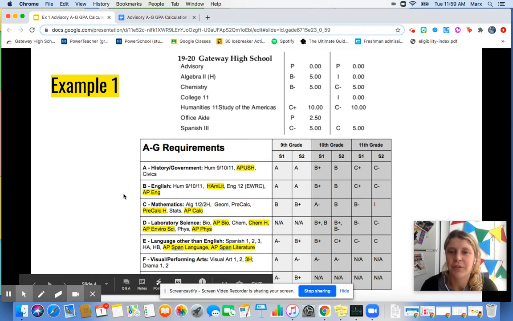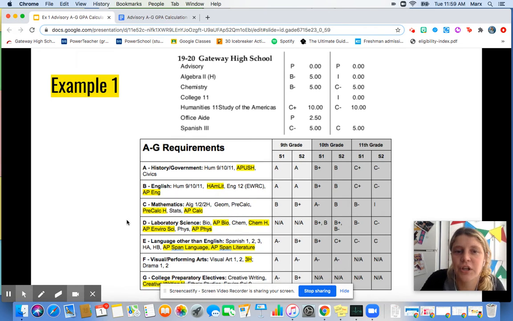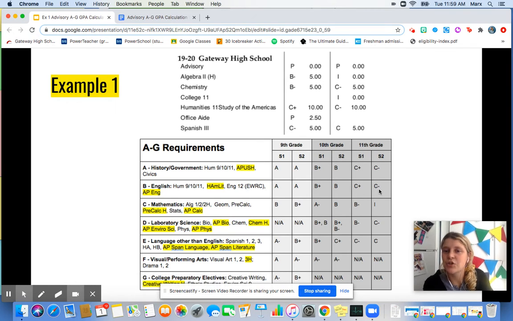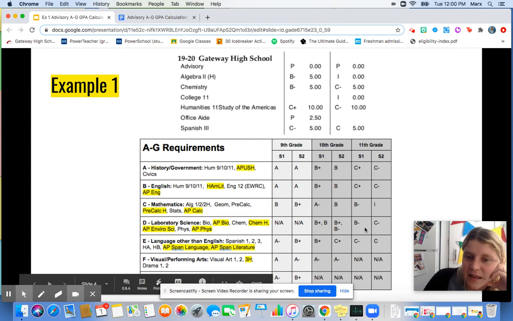And then in their 11th grade, again, they took humanities 11, so for history, they have a C+ and then a C-, and the same grade for English, C+ or C-. If you took AP US History and Honors American Literature, then those grades might be different, okay? For math, they got a B-, and then they got an incomplete. We're going to see how that incomplete grade factors in the next step. For science, they got a B- and a C-. For Spanish, they got a C- and a C, and then they didn't have an art class or a G elective in 11th grade, okay?